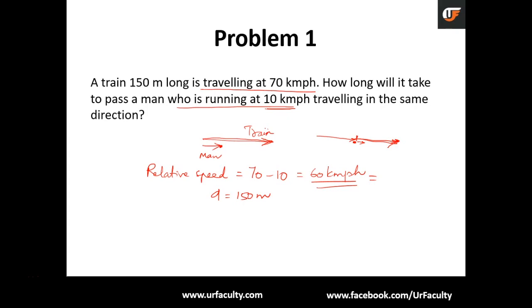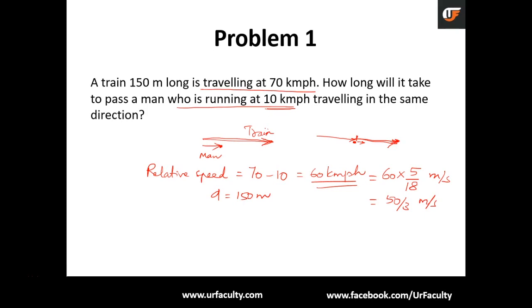And how do we do that? It's a very simple formula. Please remember this. I will not spend my time on explaining how it is. You have to multiply it by 5 by 18. When you do that, you get it in meters per second. And how much will you get for that? You'll get 50 by 3 meters per second. Do not cancel it and bring it to the final decimal value.